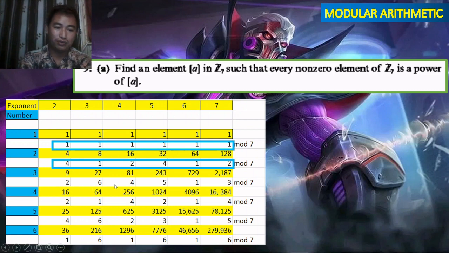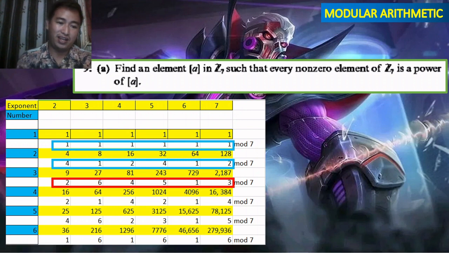Wow, si 3, tanaw is 2, 6, 4, 5, 1, 3. Kompleto class si 3. Diba? So, 3 squared is 9. So pila may remainder ana sa mod 7? 2. So 3 to the power of 3 kay 27. 21 na ma-divide ni 7 diha, so ang remainder kay 6. So 3 to the power of 4 kay 81. Pila may remainder diha sa mod 7? The answer is 4 ang remainder.